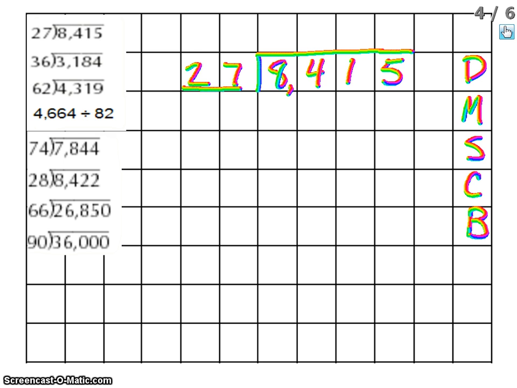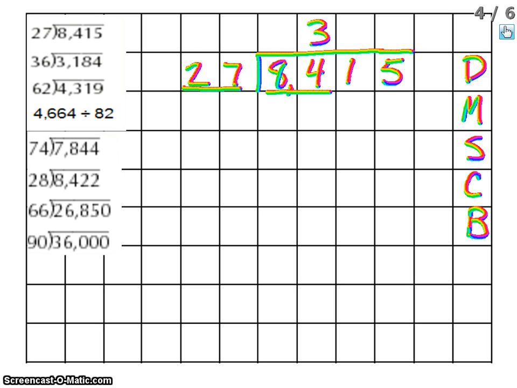We need to think about how many times could 27 go into 8. Well, I know 27 cannot go into 8 because 8 is less than 27. In other words, if I had 8 M&Ms, I could not divide it amongst my 27 closest friends. So I'm not going to look at 27 going into 8. I'm going to look at 27 going into 84. And I know 27 can go into 84, and I'm going to try 3 times.